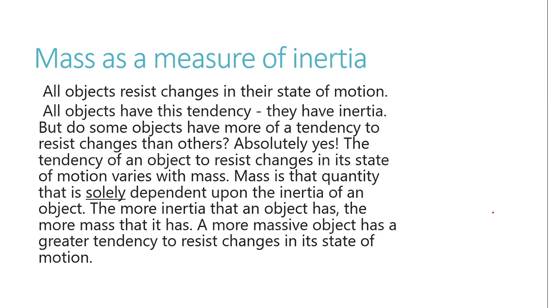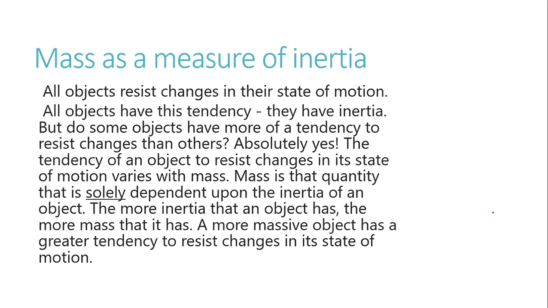So all objects have this tendency; they have inertia. The tendency to resist change in their motion is basically called inertia, and mass is basically a measure of inertia. By that, it means that mass is directly proportional to inertia. If an object has higher mass, then it would be very difficult for it to move, or more force would be needed to make it move.